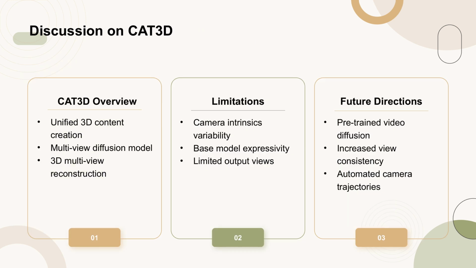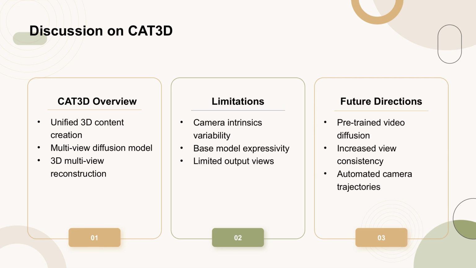CAT3D is a unified approach for creating 3D content from multiple input images. It uses a multiview diffusion model to generate consistent novel views of a 3D scene, which are then processed through a 3D multiview reconstruction pipeline. This approach decouples the generative prior from 3D extraction, resulting in efficient and high-quality 3D generation.